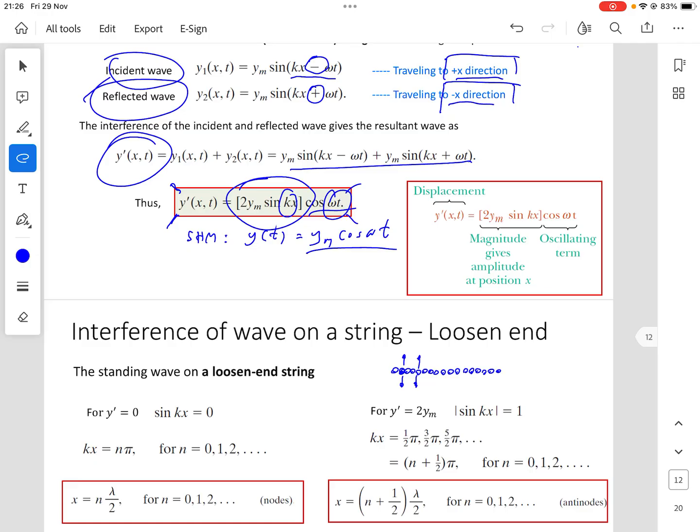Different amplitude depending on x. They move with the same phase because of course they have the same cosine omega t, right? But in this case, their amplitude depends on 2ym sine kx. If you put the value of x in, you know the amplitude of that simple harmonic particle at position x.